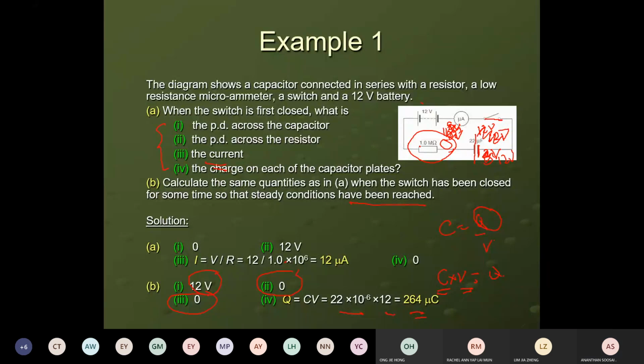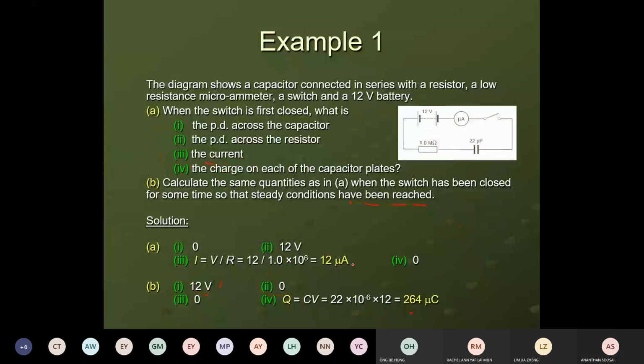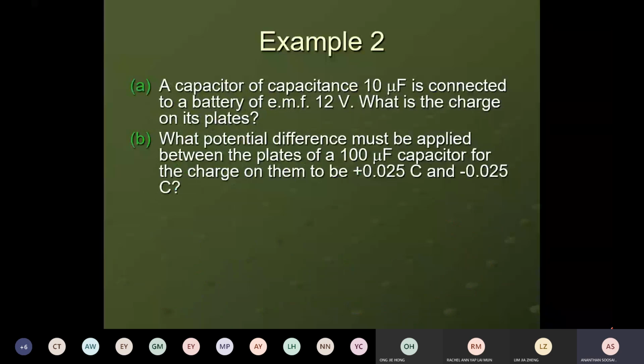Okay. So, any questions from this slide? Stop me if you have any questions. Okay, now your turn. What is the answer for this example? Capacitance equals Q over V. The formula.